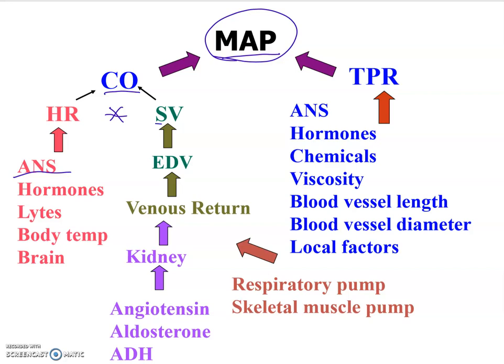Now, let's take a look at the stroke volume. This is where it's not so simple. The stroke volume is determined by how much blood comes back from the venous side of the circulation. That will determine your end diastolic volume. So you need venous return. You need blood to come back. Well, who's making sure that blood is coming back?